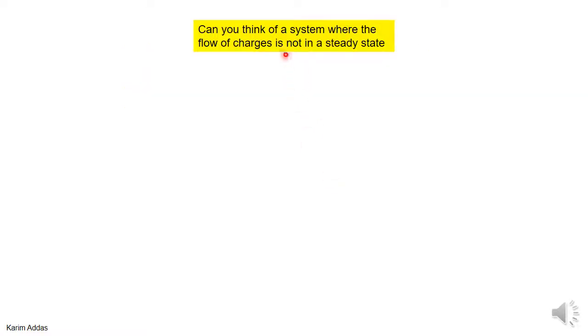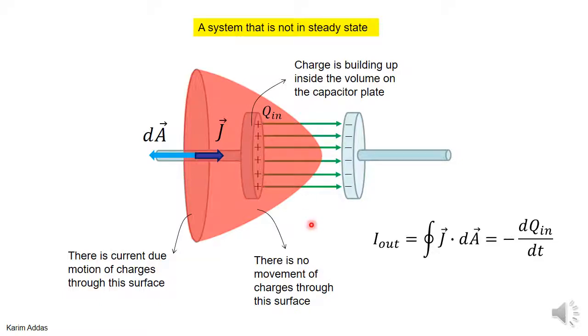Can you think of a system where the flow of charges is not in steady state? We showed for a wire that the current going in equals the current going out, and that was in a case of steady state. But can you think of a system where the charges are not flowing in steady state? So it's this example, for instance.